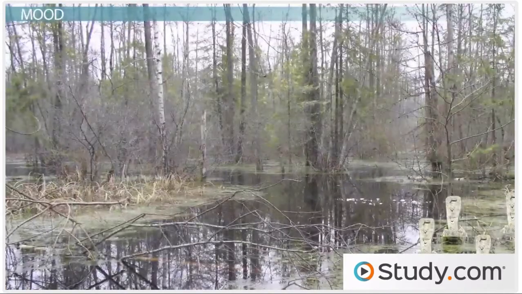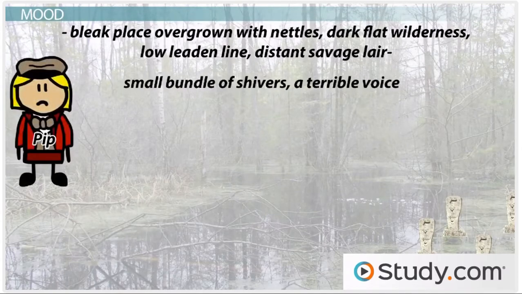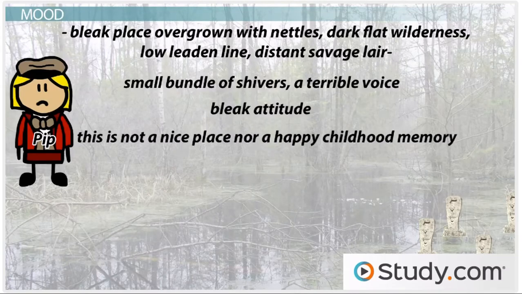The setting is characterized as dangerous and threatening: bleak place overgrown with nettles, dark flat wilderness, low leaden line, distant savage lair. And the characters are terrified or terrifying: small bundle of shivers, a terrible voice. This first scene, with its emotion-evoking setting, characters, and language, makes me think this author has a fairly bleak attitude toward the marshes where Pip grows up. The tone says, this is not a nice place nor a happy childhood memory.